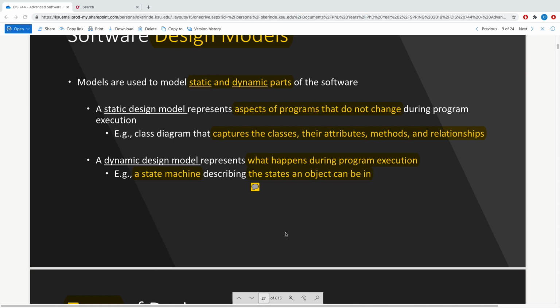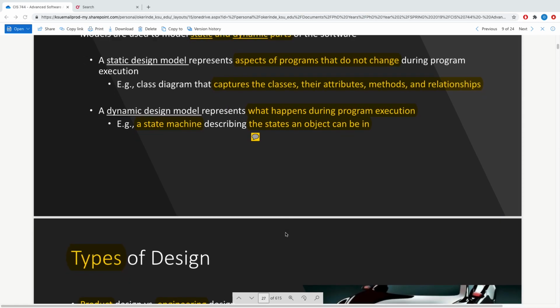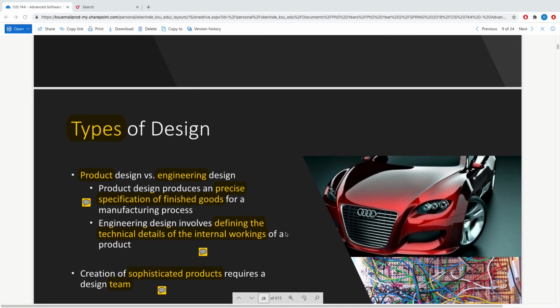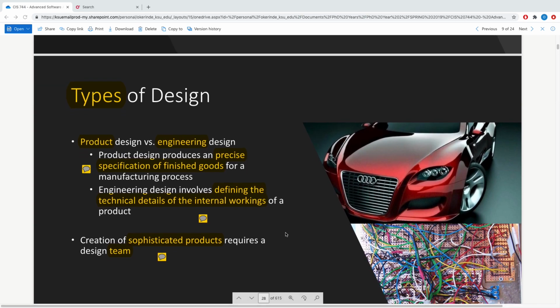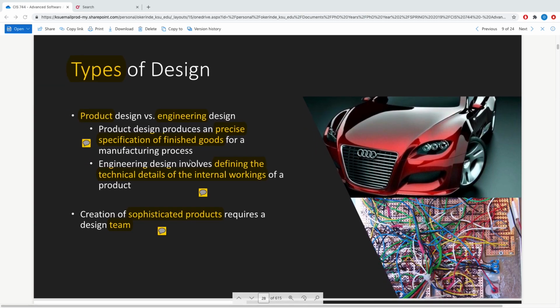So, what are the different types of design? And that is where we're going to continue in the next lecture.